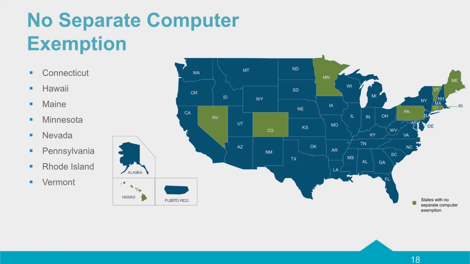Now, these states that we've identified, they don't have a separate computer employee exemption, meaning that it isn't recognized as a separate exemption. That doesn't mean that your computer professionals can't still be recognized as exempt. It just wouldn't fall under a separate computer employee exemption, but they can still potentially qualify under either the administrative or learned professional exemptions. They just never adopted the updates when the computer professional exemption was added.